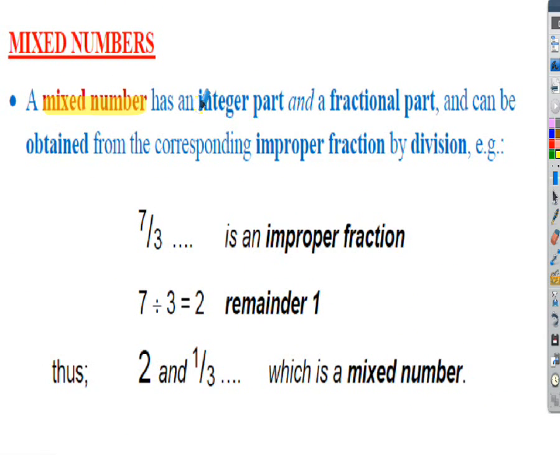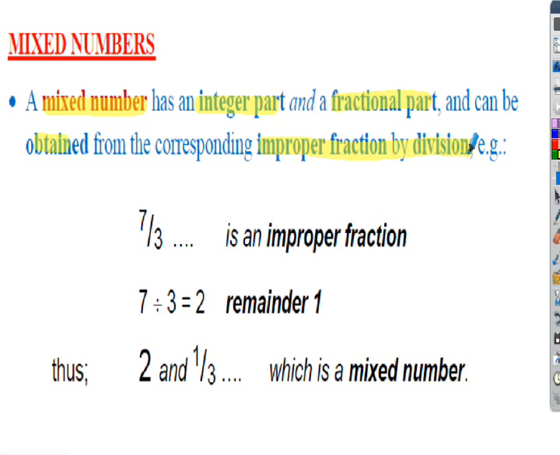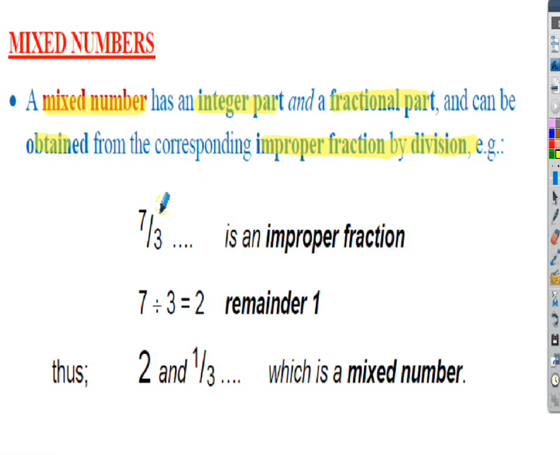So a mixed number has an integer part and a fractional part, and can be obtained from an improper fraction by division. So for example, if we were given the improper fraction of 7 divided by 3, what we do first of all is divide the 7 by 3 and see how many times it completely divides into 7. Well, 3 divides into 7 twice, but with what's called one remainder, one remaining item. So we could write that as 2 and 1/3, which is a mixed number. The 2 is the integer and the 1 upon 3 is the proper fraction.